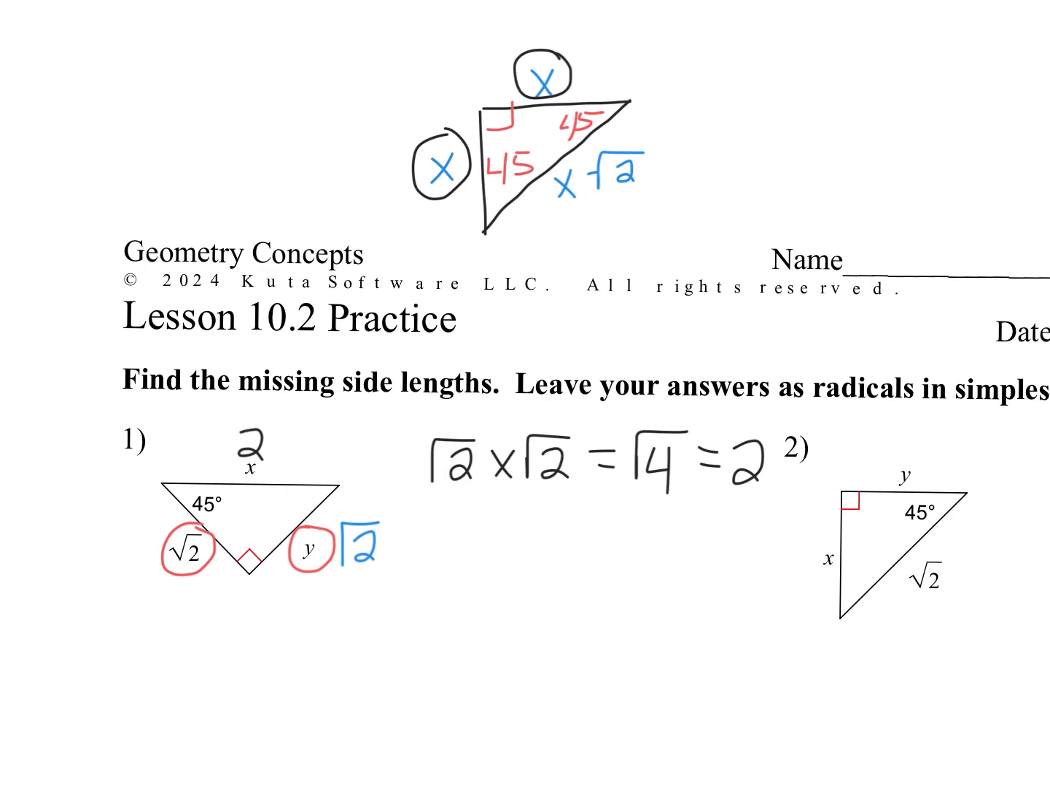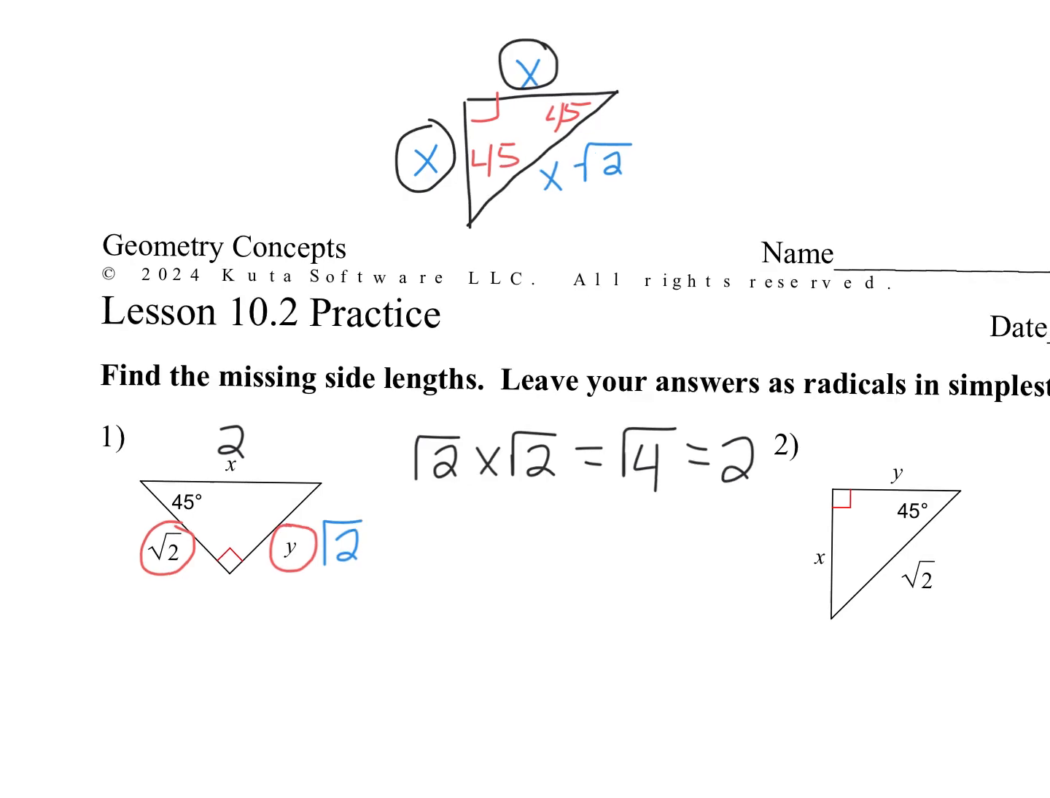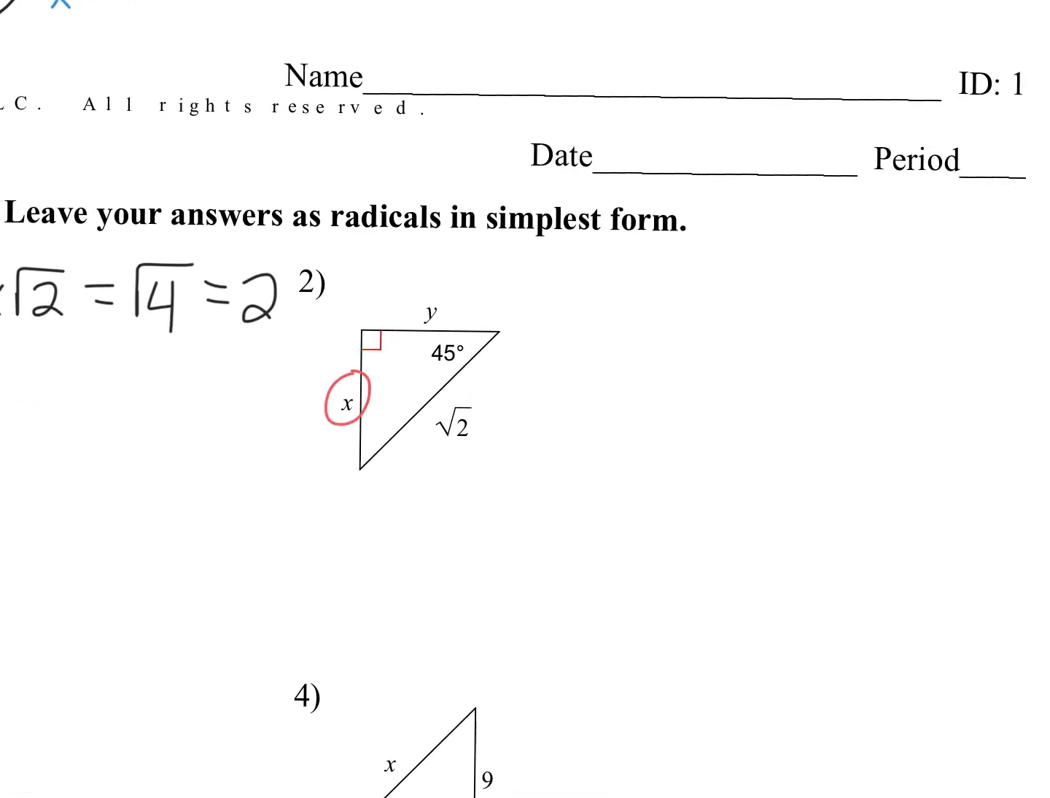Okay, so let's try that on number 2. Circle your legs. Everyone go circle your legs. Which ones are the legs on number 2? X and Y are our legs. Okay, so what did it give us? It gave us the hypotenuse. How do we go from the hypotenuse back to the leg? Right, if we're going backwards, we have to do the opposite, which is divide. So I'm going to take the square root of 2. What am I dividing by? The square root of 2. Am I going to use any other number with these triangles? No. Okay?